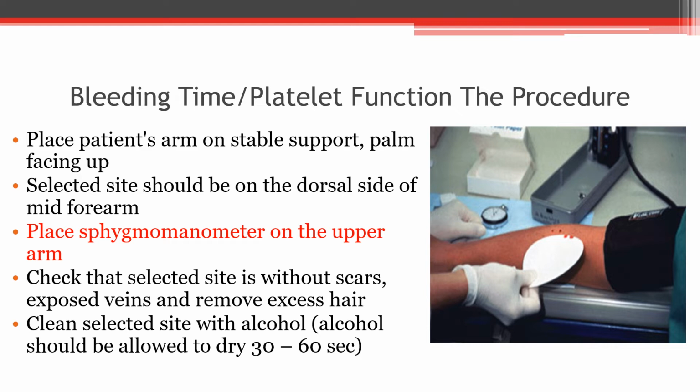Bleeding time or platelet function, the procedure. Place the patient's arm on a stable support, palm facing up. The selected site should be on the dorsal side of the mid-forearm. Place the sphygmomanometer on the upper arm. Check that the selected site is without scars and exposed veins, and remove excess hair. Clean the selected site with alcohol. Alcohol should be allowed to dry 30 to 60 seconds.